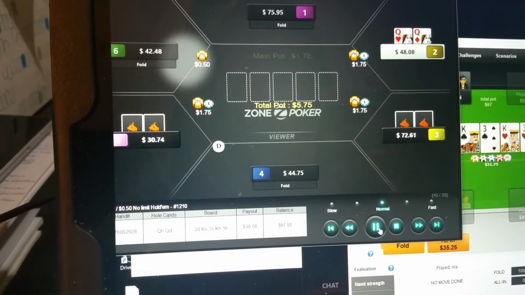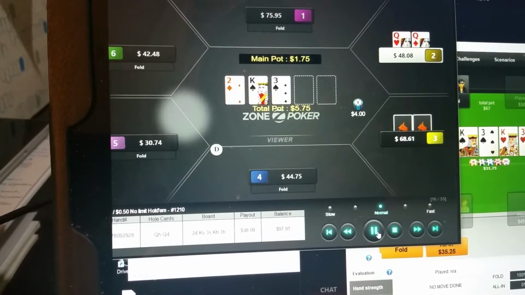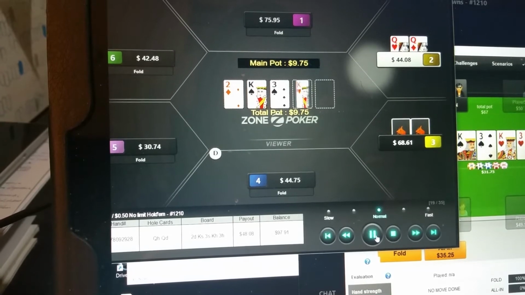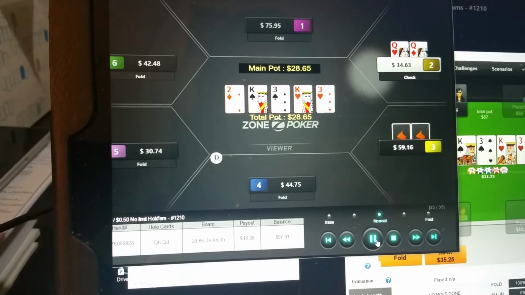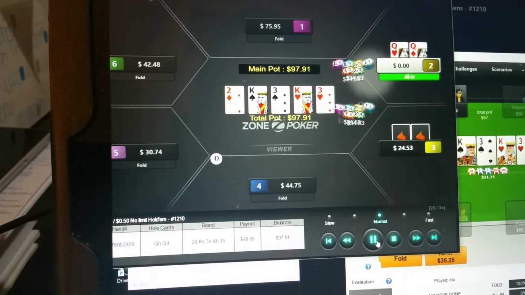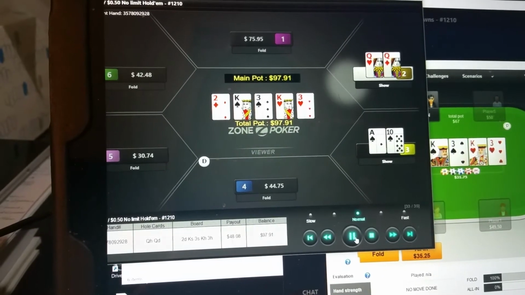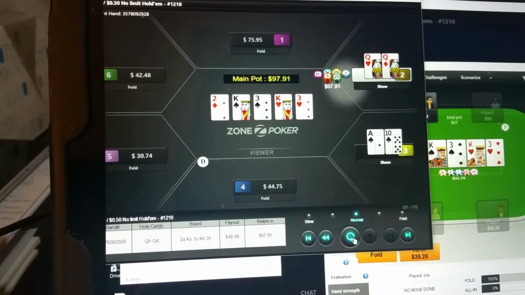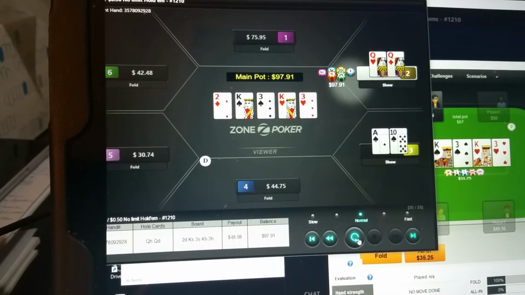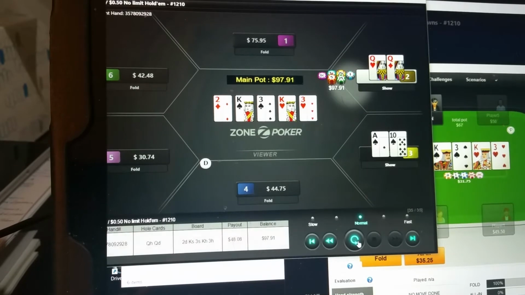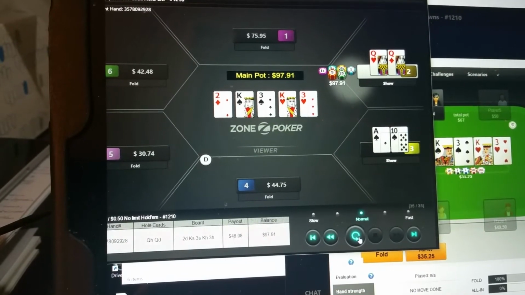aces, ace king, king queen, king jack, king 10 suited. So I do have some kings in my range. Plus I have all the pairs like jacks and queens, aces, and jacks and tens.